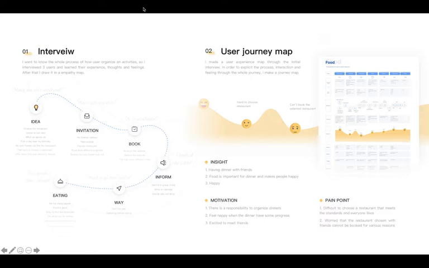I interviewed 3 people and asked them about their most memorable experience of organizing a meal. I wrote down all the important phases and asked them to make an empathy map for each phase. The results were really different. In order to have a clearer understanding of them, I did a user journey to understand their differences, and I had some assumptions.